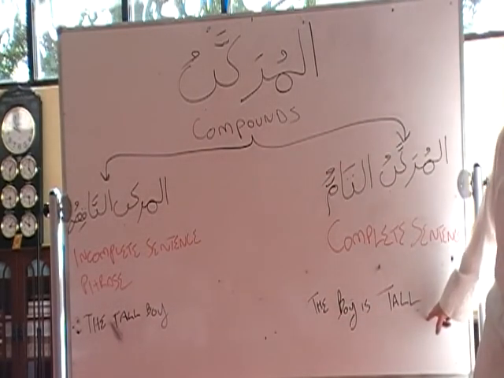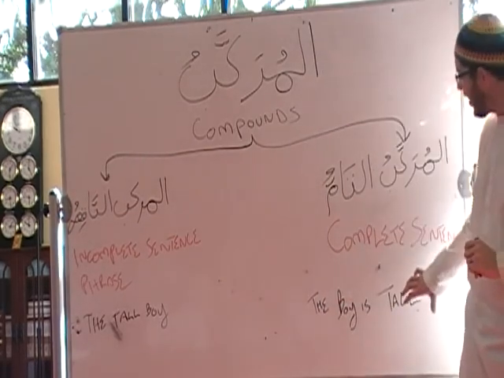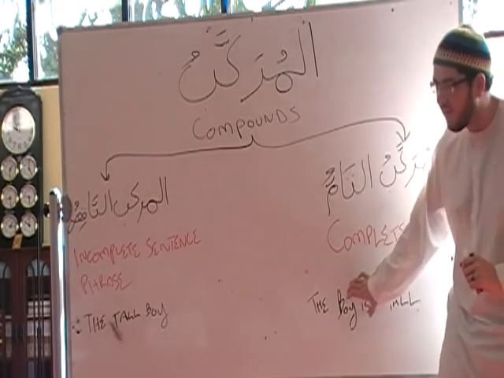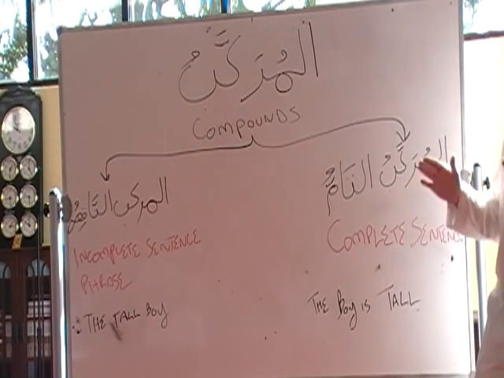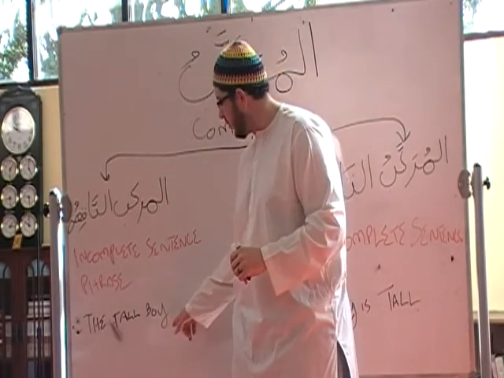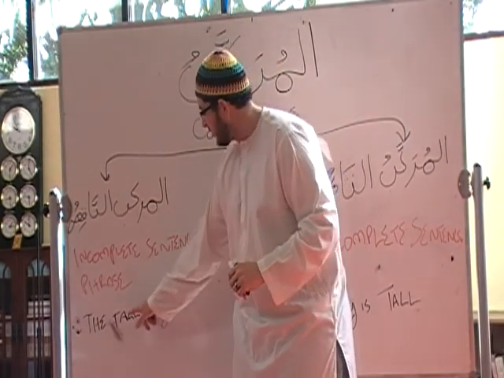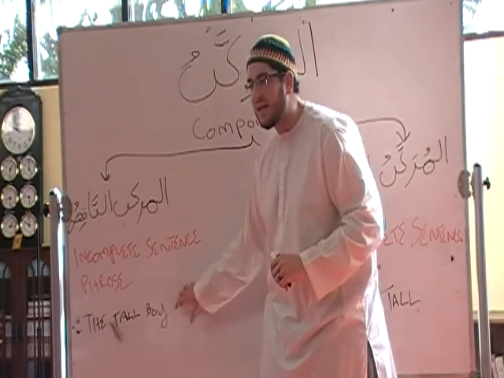The boy is tall. Is tall is the predicate, meaning you have a subject and then you have details, a description of that subject that is complete. That makes sense. If you stop there, it makes sense. But this one is just the subject. The tall boy, the boy is the subject. Tall is just describing the subject. There is no predicate to this.